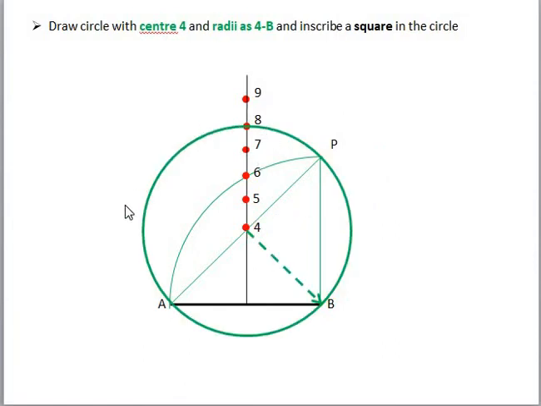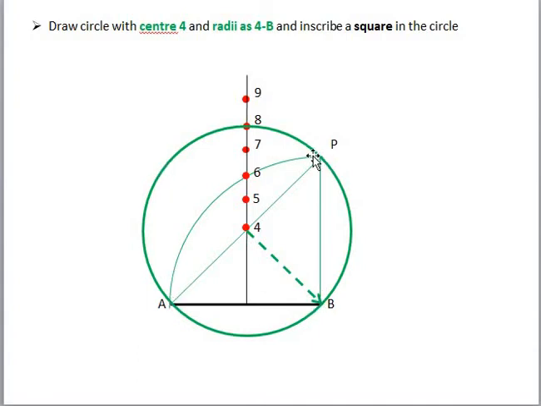In this one, the circle will look like this. Now inside this circle, you draw a square. How? Because AB and BP are already there. You simply join the remaining points to complete the square.